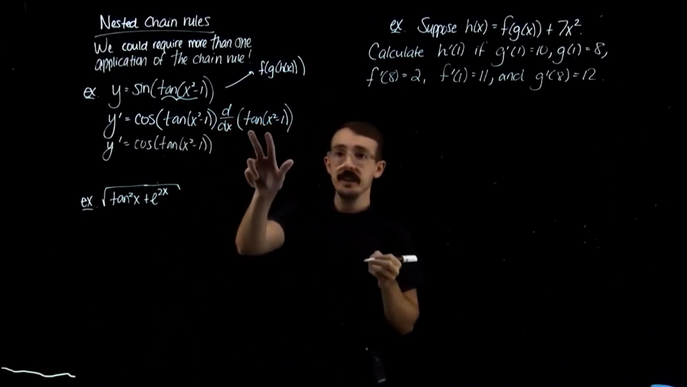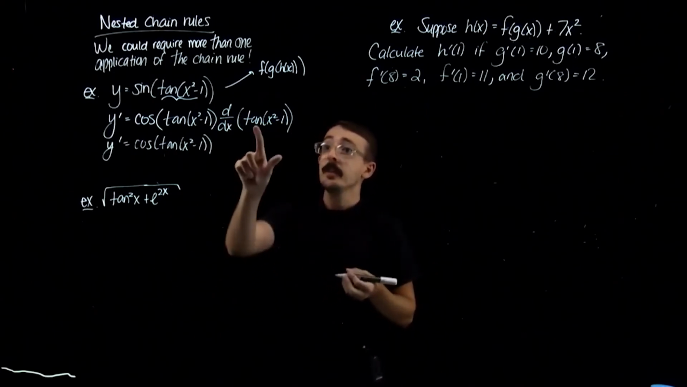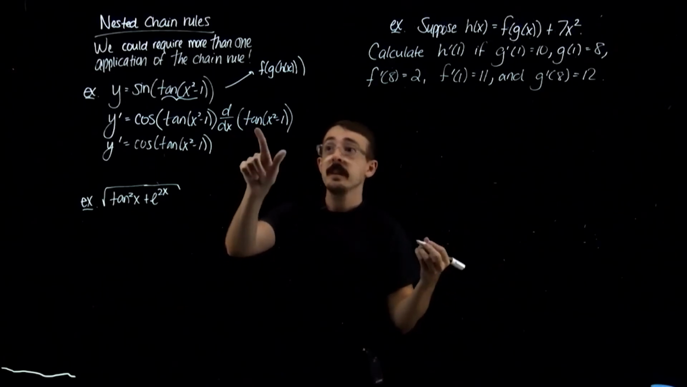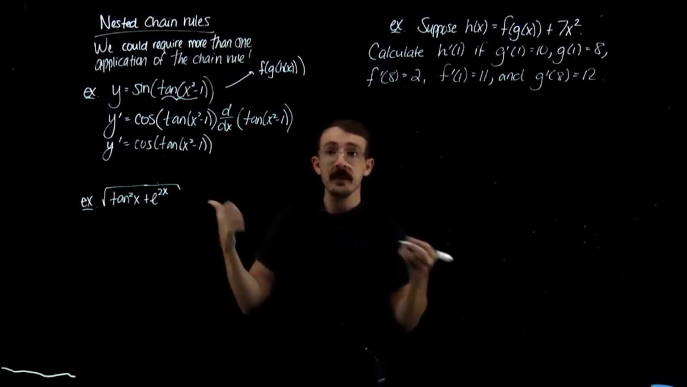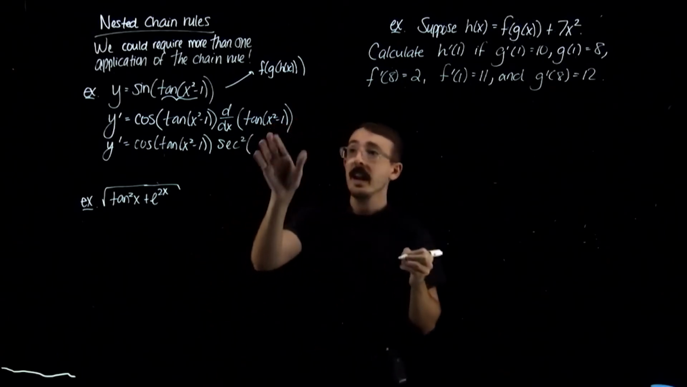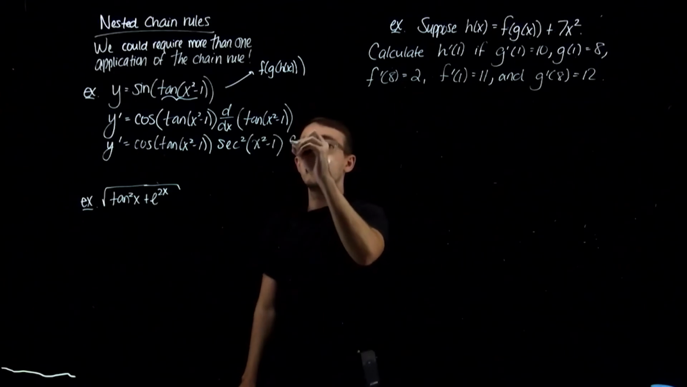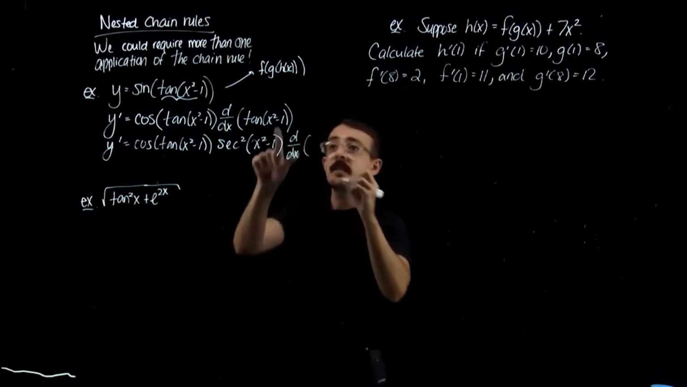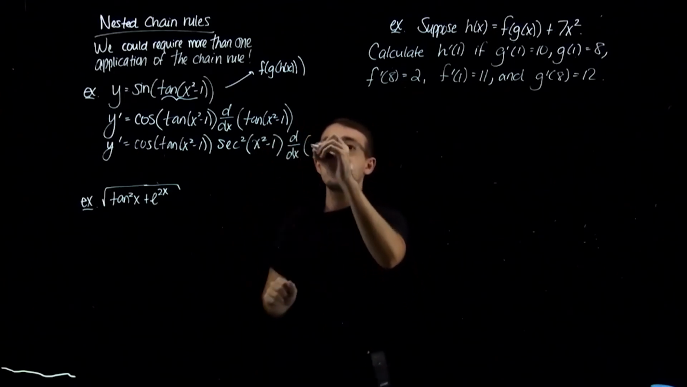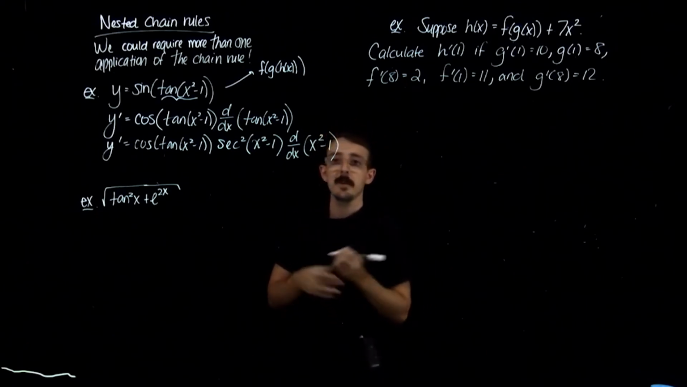The derivative of this is another chain rule. It looks more like the ones we just did. The derivative of the outside function is secant squared. We learned that in the last video. So this is secant squared, evaluated at the inner function, which is x squared minus 1. Then we do the derivative of the inner function, which is the derivative of x squared minus 1.